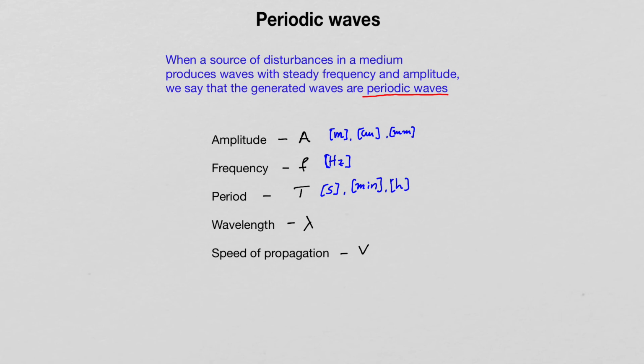The units for wavelength. This is the length of the waveform between 2 points on the rope. So this will be measured in base units meters, but it can also be centimeters or millimeters or any other denomination of a length unit. For speed of propagation, we have meters per second.